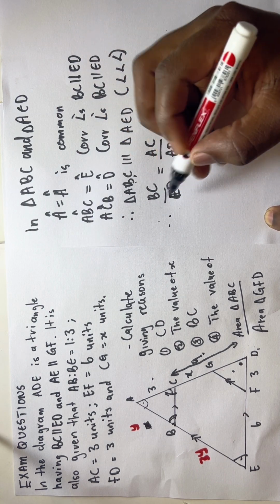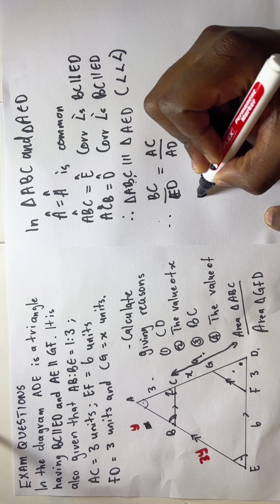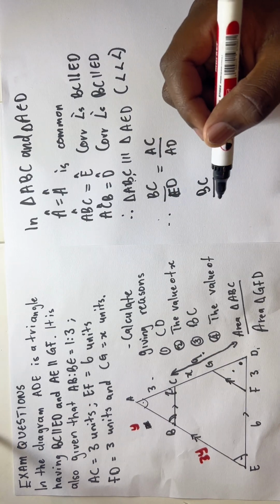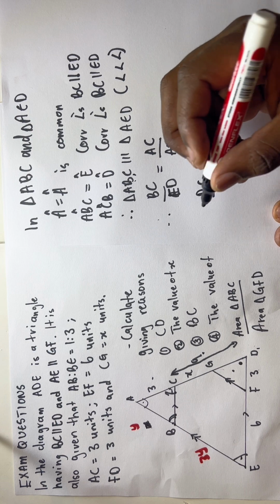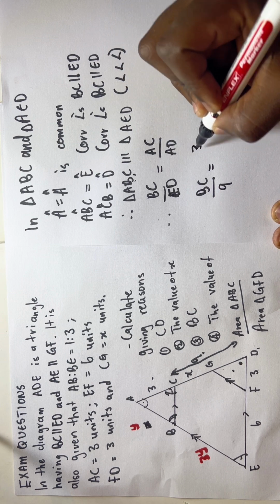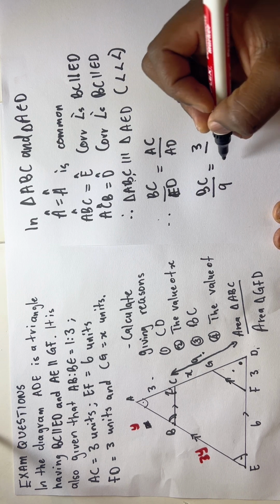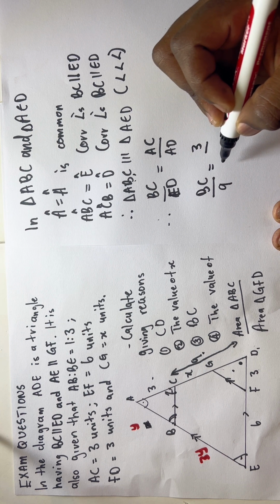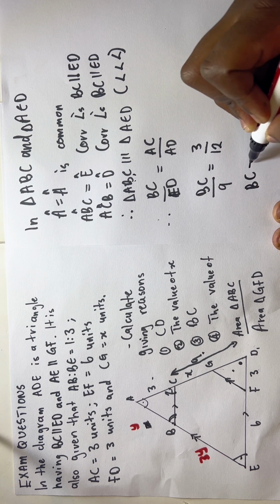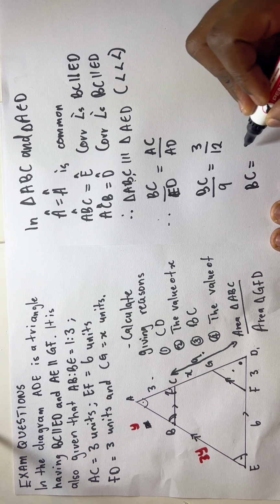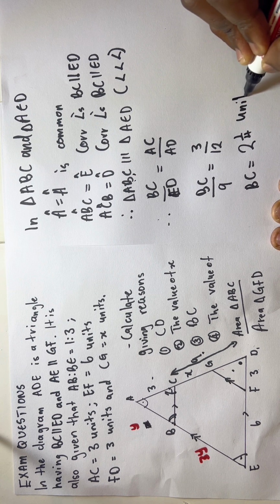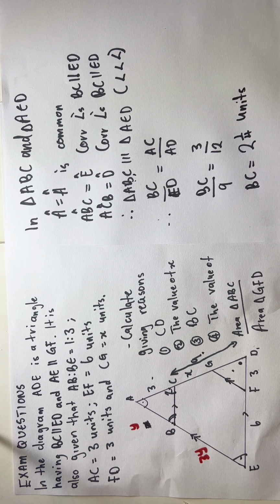And then after this, you are required to calculate your BC. So your BC over what is your ED? Your ED, you are given that you are having 3 and 6, so actually your ED is going to be 9 units, which is equal to, what is your AC? Your AC, you are given that it's 3, over what is your AD? Your AD, you are given that it is 3 plus 9, which is going to be 12. So which means now your BC, when you cross multiply, is going to give you 2 and a quarter units. This is going to be your length BC.